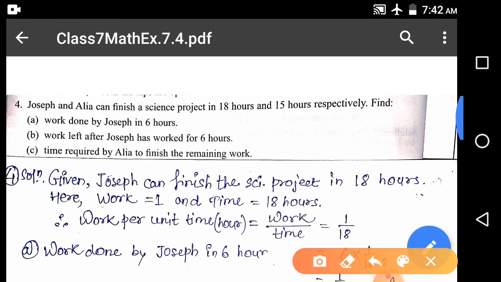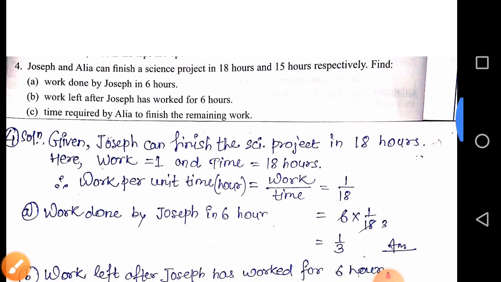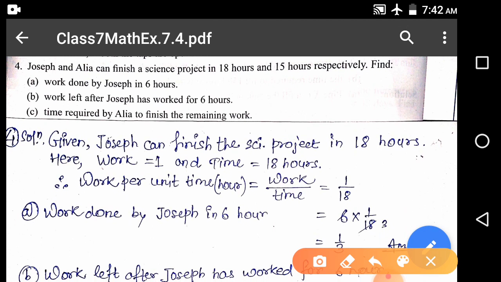We have started with question number 4, because if you understand the solutions, then you may get the idea to solve the first 3 questions. That's why I am starting from question number 4. In question 4, it is given that Joseph and Alia can finish a science project. Here science project means a work.